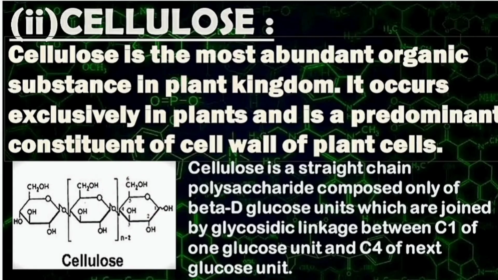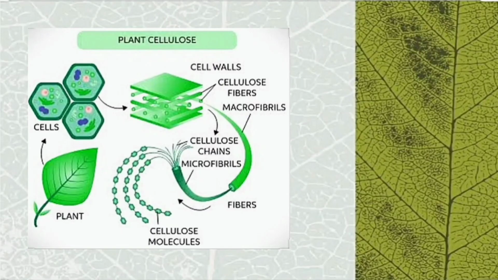The second polysaccharide is cellulose. Cellulose is the most abundant organic substance in the plant kingdom. It occurs exclusively in plants and it is a predominant constituent of the cell wall of plant cells. Cellulose is a straight-chain polysaccharide composed only of beta-D-glucose units which are joined by glycosidic linkage between carbon 1 of one glucose unit and carbon 4 of the next glucose unit. Here you can see the structure of cellulose. Now in this figure we can see the structure of plant cellulose.